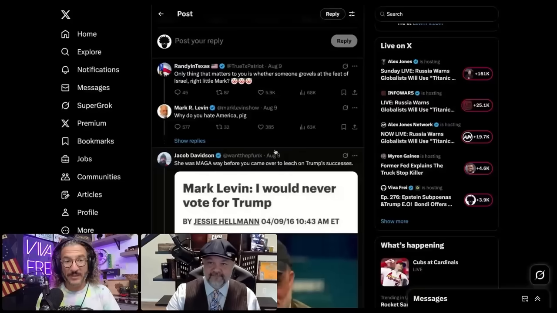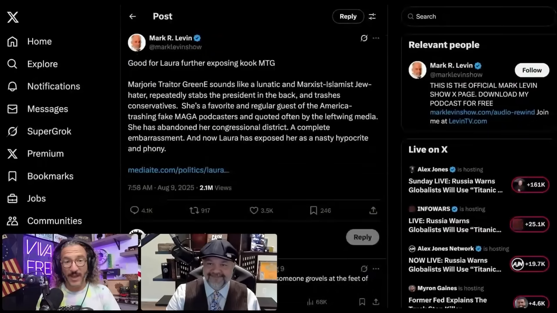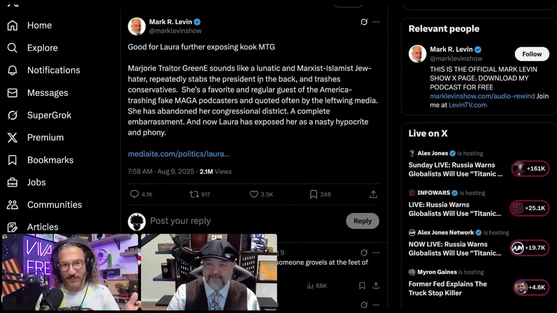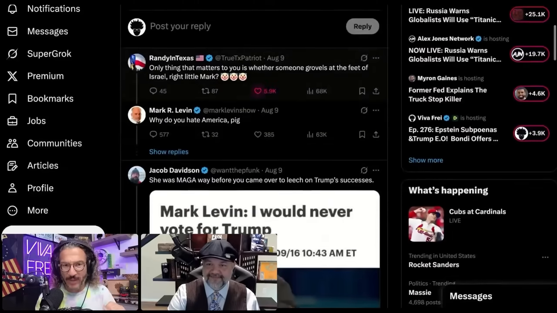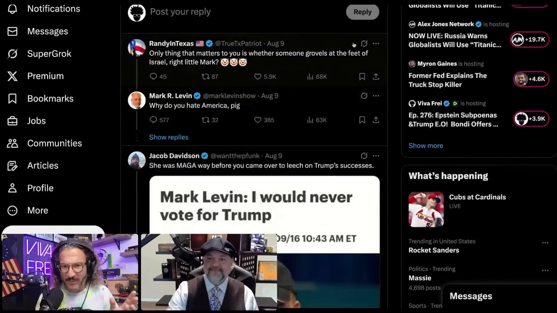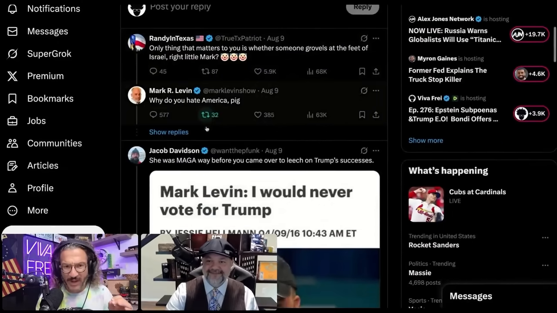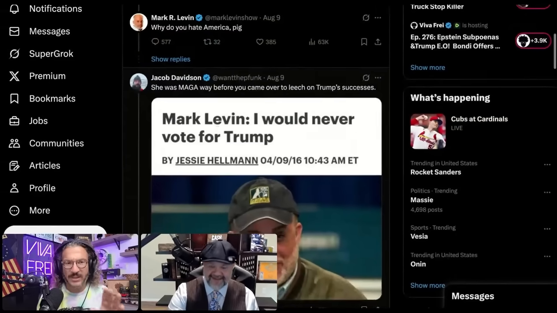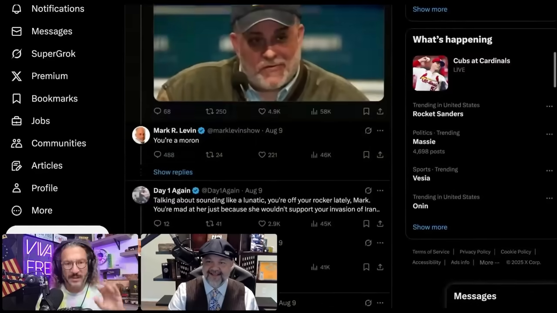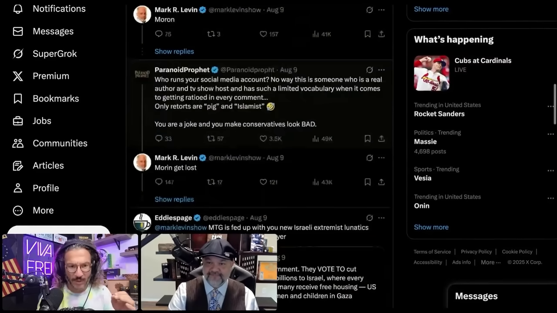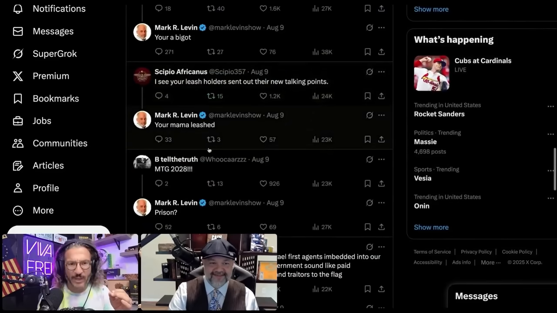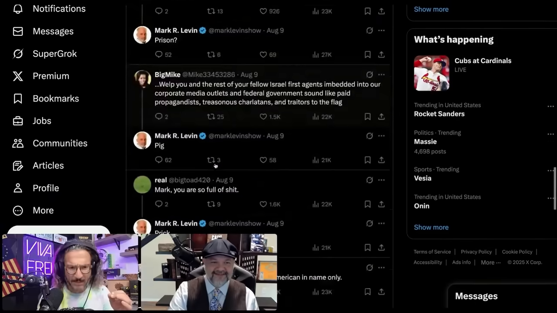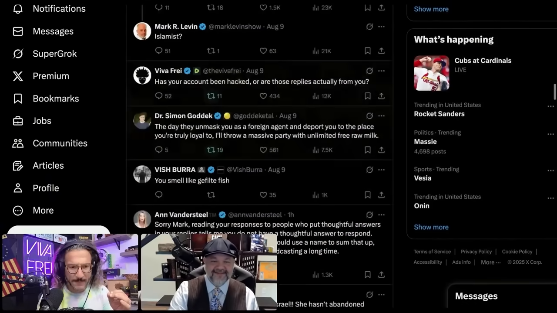Robert, I've got to bring up Mark Levin's post from Saturday morning. I thought the guy's account got hacked, where he thanked Laura Loomer for exposing the kook Marjorie Taylor Greene. And these are the replies to his tweet. "Only thing that matters is whether you think someone grovels at the feet of Israel, right?" Another says, "Why do you hate America, pig?" Ironically enough, if you call Mark Levin a pig, I'm sure he would claim some form of anti-Semitism. "You're a moron. Get lost. Bigoted putz, you're a bigot. Prison, pig, prick, Islamist."